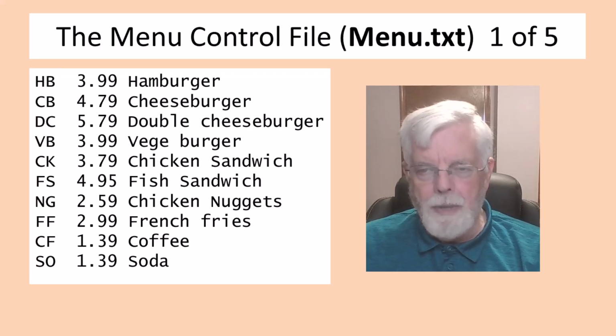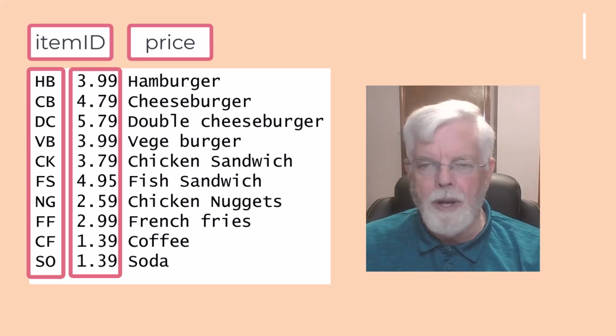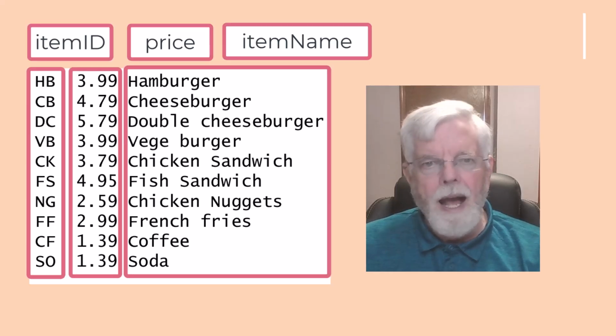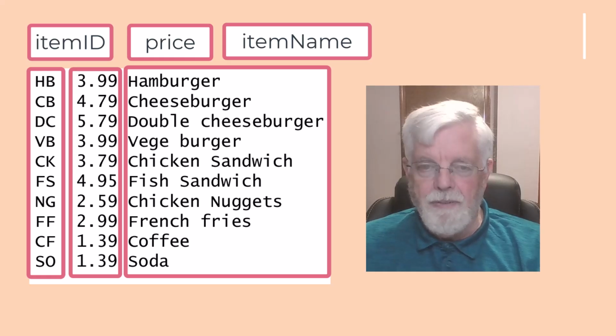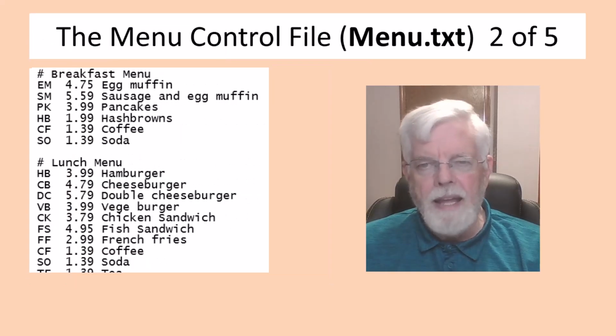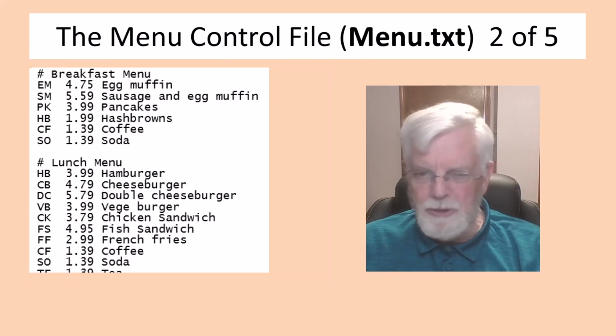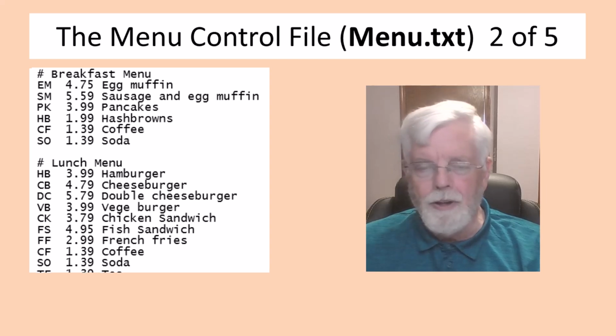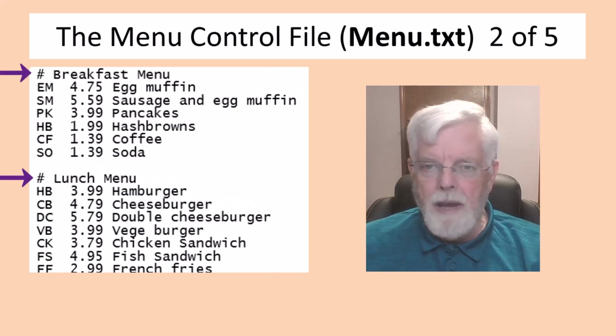I organized the menu.txt file into 3 fields: item ID, price, and description. I didn't want the price to be the last field because items in the description field have different lengths. Then I thought, why not have multiple menus, such as breakfast, lunch, or dinner? I added the name of a menu, followed by items on the menu.